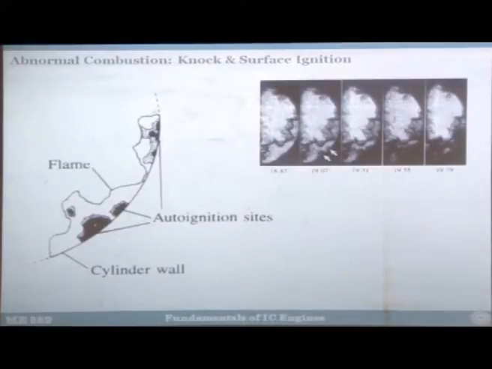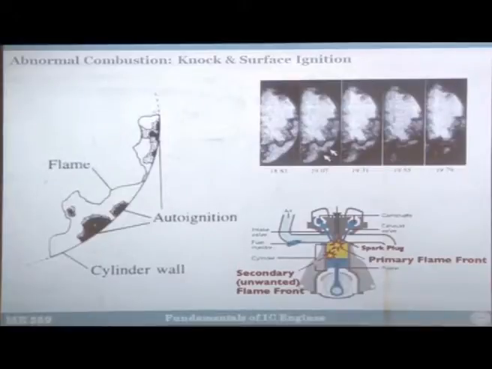So the pressure here will be very high. So there may be some sites where auto ignition can happen. Here also auto ignition can happen. So there could be many places where the auto ignition can happen. So if you have an engine where this is the spark plug, auto ignition will normally happen in the farthest corners away from the spark plug. Wherever the flames are reaching the most late, there the possibility of secondary unwanted flame fronts will be the highest.